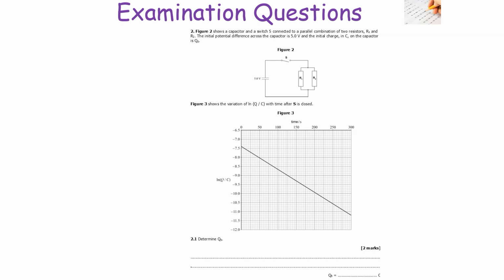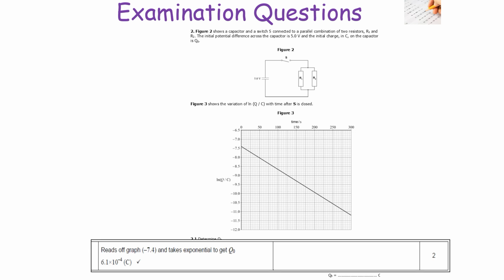Right, it's very important that you can use log graphs when trying to work out values with capacitors. Now it's important to note that you can work out Q0 from a log Q against t graph because we know that our y-intercept is equal to log Q0. So if you read off your y-intercept from your graph, you'll see that log Q0 is equal to minus 7.4.